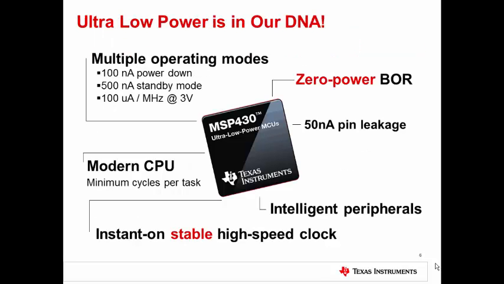MSP430 has many features that have made it a leader in ultra-low power, including multiple and flexible low power modes from 100 nanoamps power down mode to parts which can consume 100 microamps per megahertz in active mode. A highly efficient and powerful 16-bit CPU which allows you to perform more tasks in less time. A brownout circuit which is always enabled and ensures reliable performance while maintaining ultra-low power consumption. GPIOs with only 50 nanoamps of leakage.